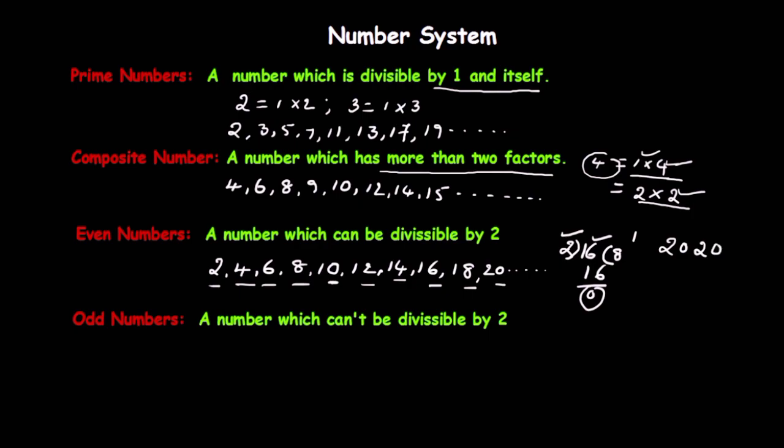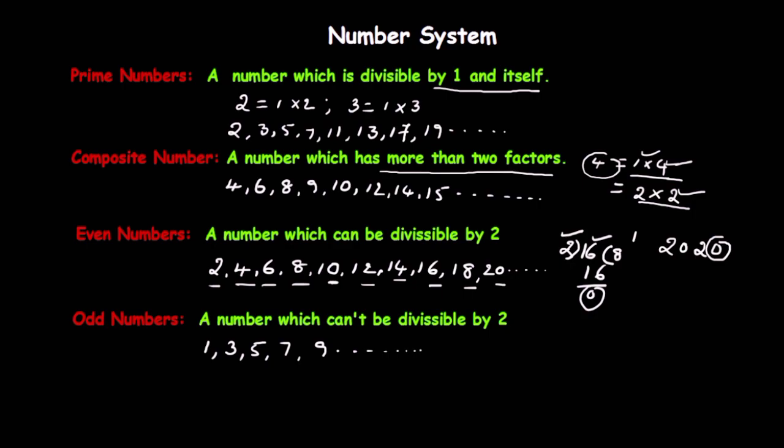Is 2020 an even number or not? Yes, it is an even number, because the last digit, that means the unit digit, is 0, so it is divisible by 2. So 2020 is an even number. And the next one is the odd number. What is an odd number? A number which cannot be divisible by 2. The numbers which are divisible by 2 are like 2, 4, 6, 8, 10, and so on. The numbers which cannot be divided by 2, the remaining numbers, are 1, 3, 5, 7, 9, and so on. These are the odd numbers.